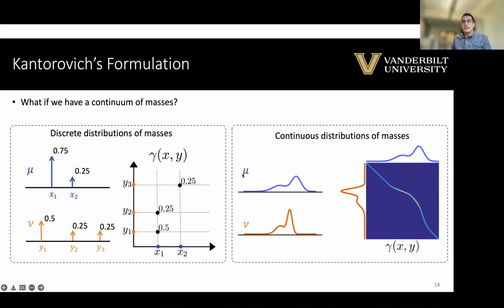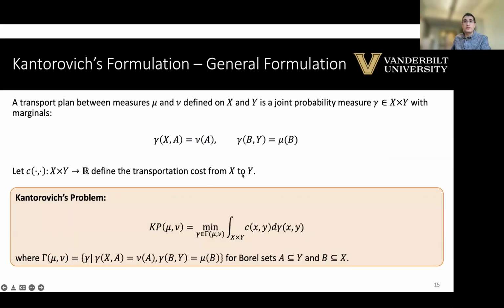So there is a continuous formulation of the Kantorovich problem. And if we want to look at the general formulation, which is true both for continuous and discrete, we define a transport plan between measures mu and nu, defined on x and y, to be a joint probability measure gamma that has marginals equal to mu and nu. So gamma of x and a is going to be mu a, and gamma of b and y is going to be nu b, where a and b are Borel subsets of x and y.